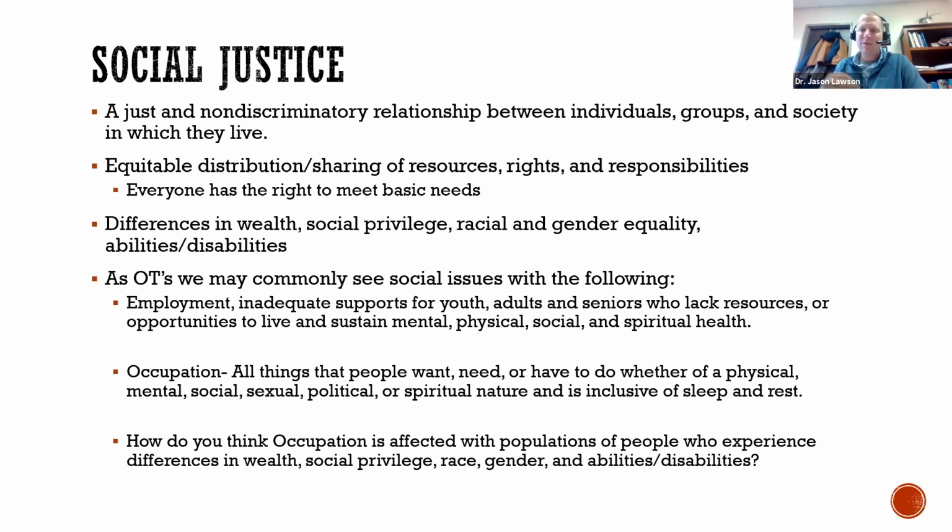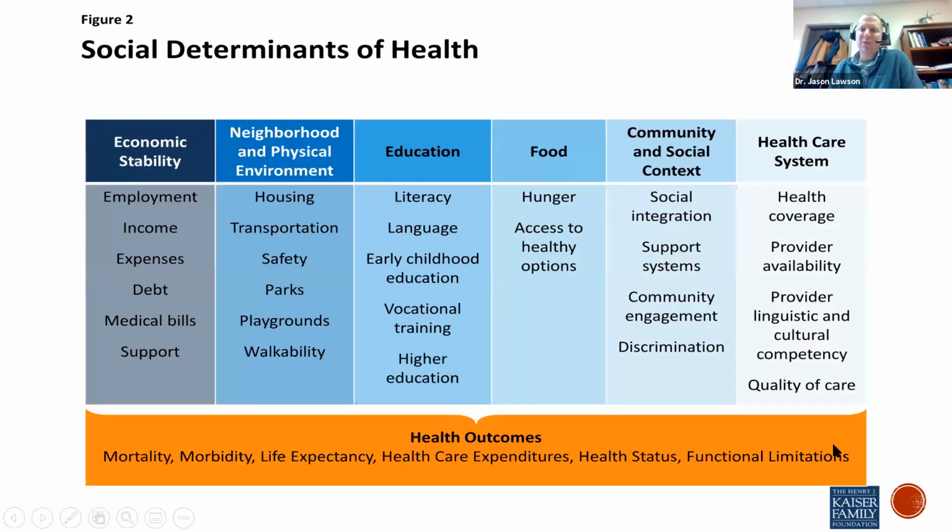So we've talked a little bit, okay, we've identified, right? Occupation is affected with differences in wealth, social privilege, race, gender, abilities, and disabilities. And so this is all under the social justice realm, right? And there's this thing called social determinants of health. All of these are social things going on in our society, and they have direct correlations to one's health outcome, which could be mortality, morbidity, like a disease or an illness, life expectancy, limitations. It really can have a compounding effect on our health.